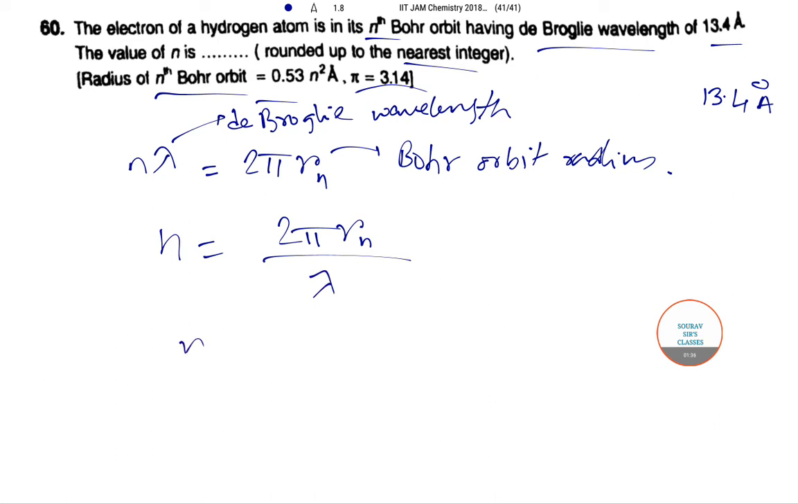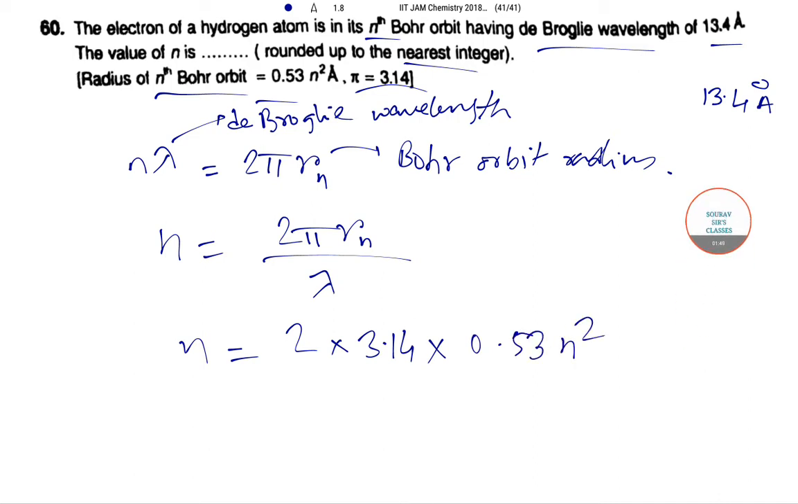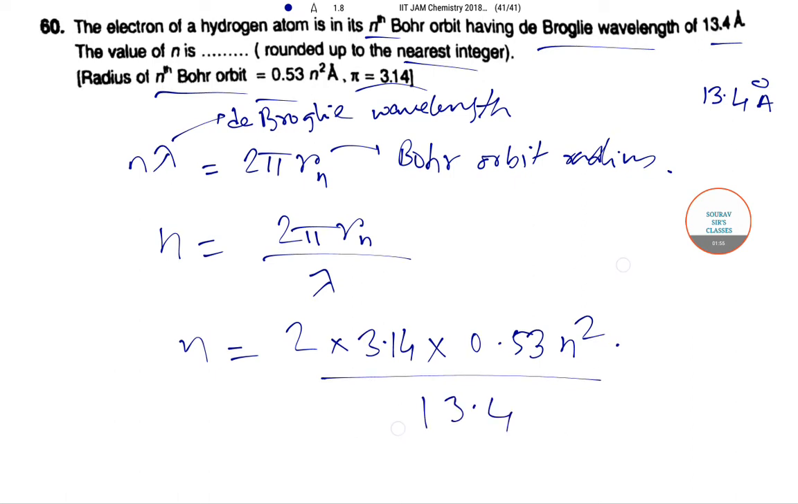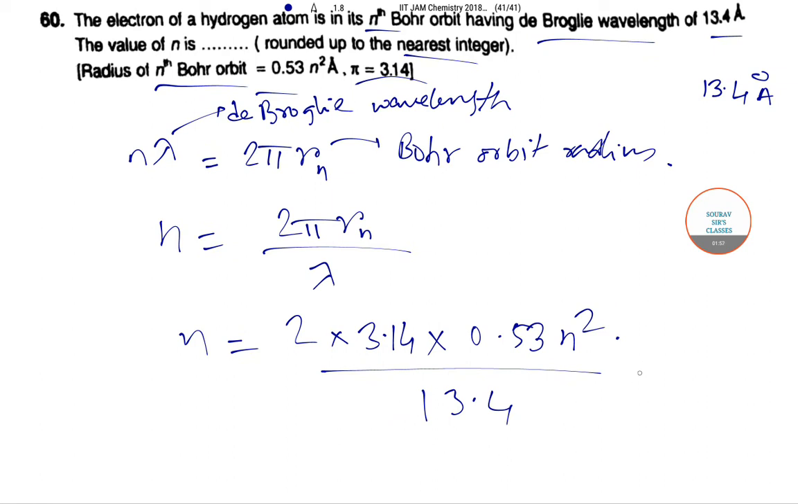So now we know the values. So this is 2 into 3.14 into Rn, which has been given as 0.53 n square, divided by 13.4, and both of these are in Angstrom. So subsequently this will be a unitless quantity.